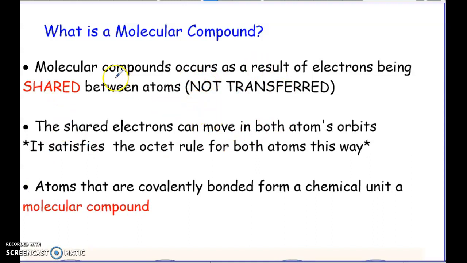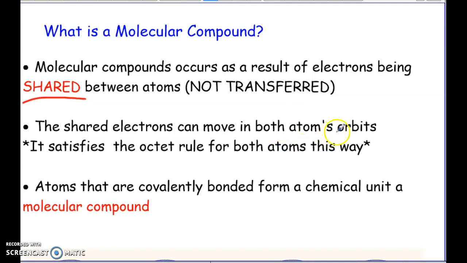So molecular compounds, sometimes molecular is also known as covalent. So if you see covalent compound or molecular compound, they mean exactly the same thing, okay? So a molecular compound is made as a result of sharing electrons between atoms, so not transferring. So you don't have the give and take that ionic has, it's a sharing.